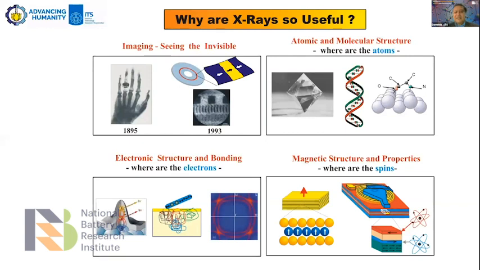Okay, maybe we all know that we need X-rays, from simple things before 1900, from the imaging process, seeing invisible things like this one, and now we can utilize them to study the location structure of atoms as well as molecular structure, also electronic structure and bonding, and then magnetic structure. Even though it is not a direct analysis, because X-rays are only photons without spin, instead of neutrons, which have spin one half.